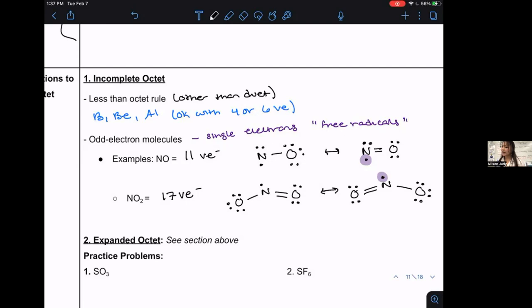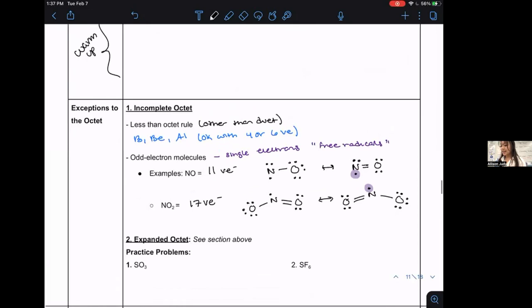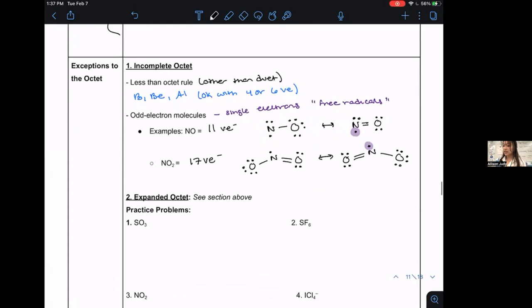So those are special, and that's what beryllium kind of introduced to us. But there is another category, and it's called expanded octet. And by the way, I should not have written C-section above. I forgot to take that out. This occurs when elements in row 3 or above can handle more than 8 valence electrons. And why is that the case? Because elements in row 3 and above have access to a D or F orbital.